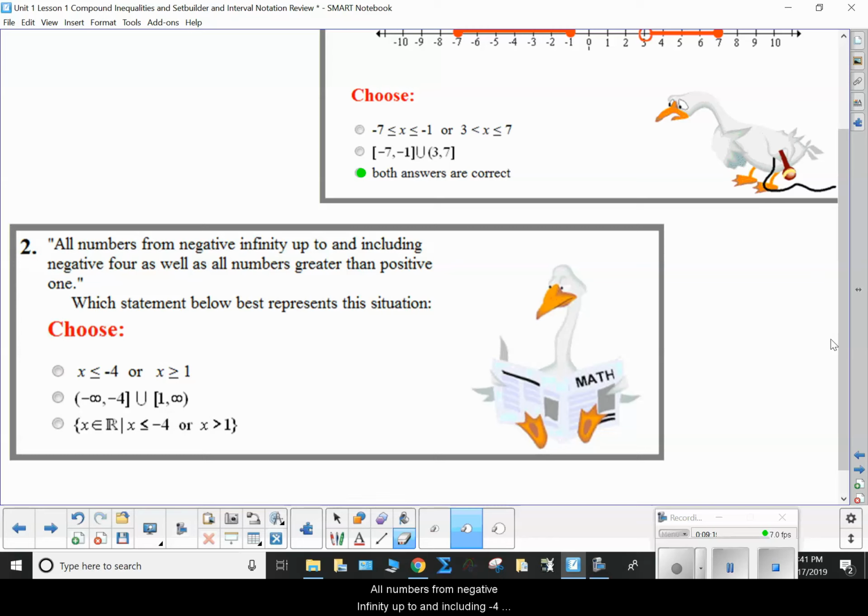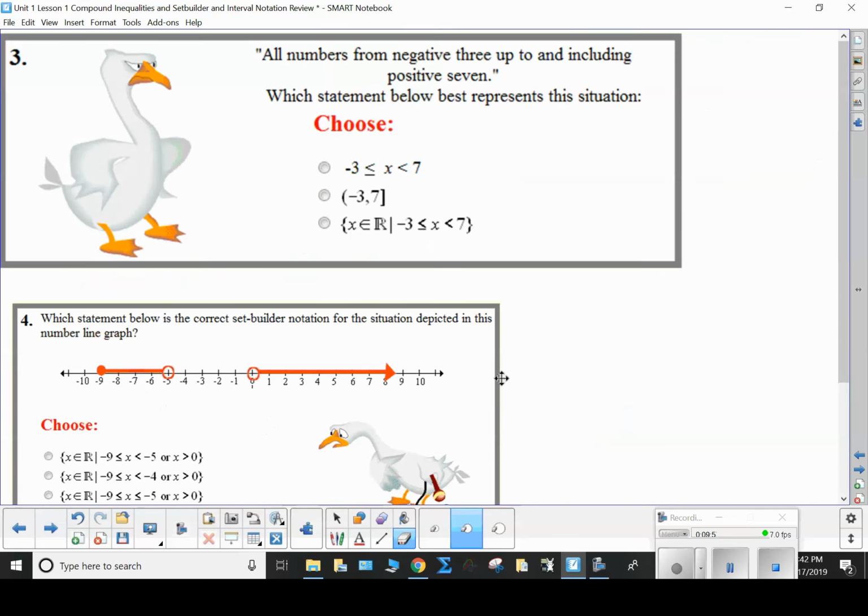All numbers from negative infinity up to and including negative 4, as well as all numbers greater than positive 1. Which statement best describes the situation? From negative infinity up to and including. I need an equals. I need an equals. And this says real. As well as all numbers greater than positive 1. Oh, these first two say that it could be equal. So it must be this last one.